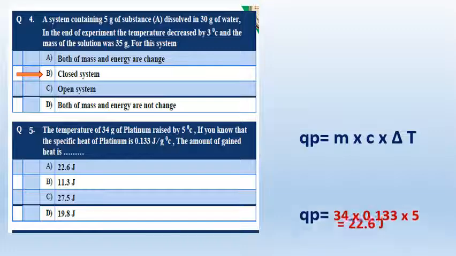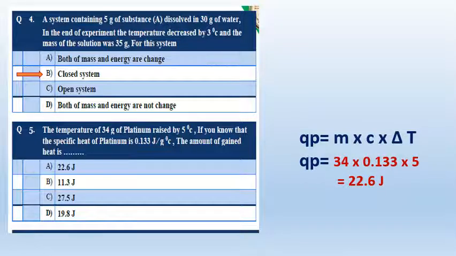Okay, so QP equals the mass of platinum 34 grams and the specific heat of platinum 0.133 and the delta T, change in temperature, raised by 5 Celsius degree, so delta T equals 5 Celsius degree, and the answer will be 22.6 joule. Okay, let's go to see another question.